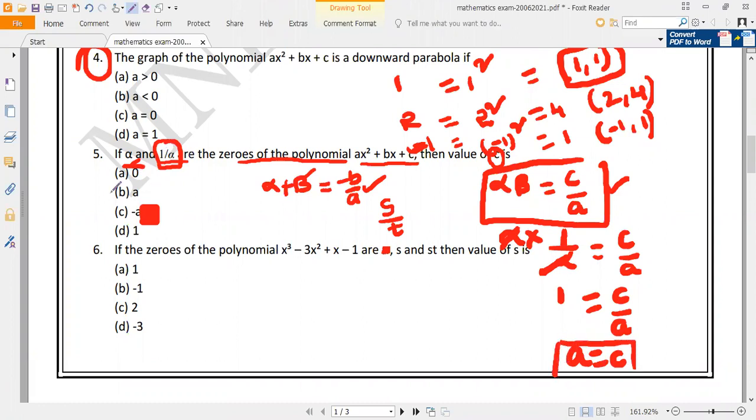Which option is correct? Fifth question, option B. Important question, fifth and sixth. Next.